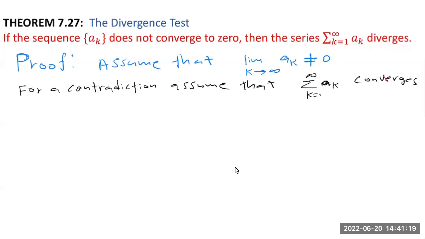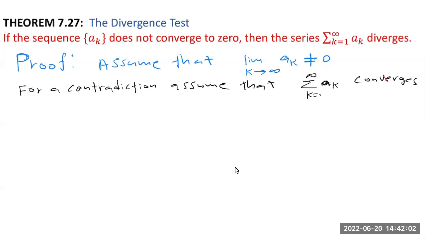Okay, let's give a quick proof of this theorem. How do we prove this theorem? First of all, let's assume that this sequence a_k does not converge to 0. That means the limit as k goes to infinity of a_k is not equal to 0. That's what we mean by this sequence does not converge to 0. If it does not converge to 0, this limit cannot be equal to 0. So I will assume that this is not equal to 0. Then what do we have to show? We have to show that this series diverges.